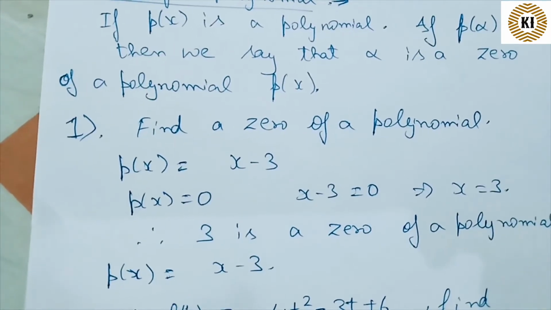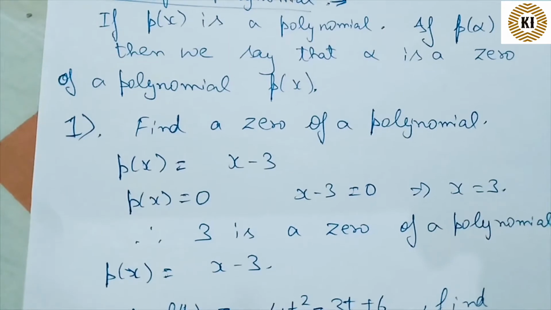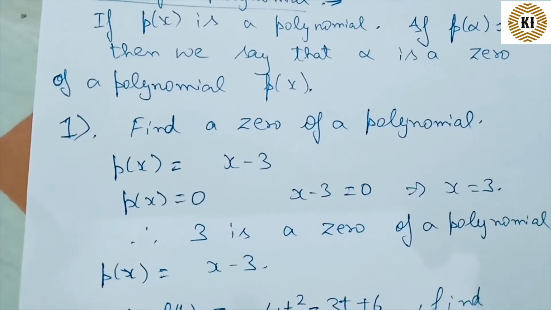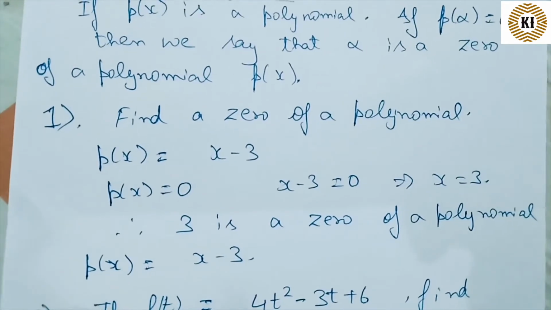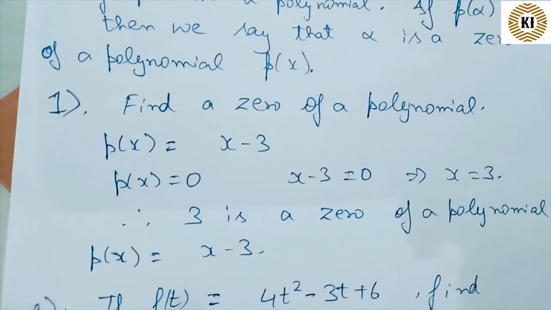Now we equate this value to 0. So x minus 3 is equal to 0, value of x will be 3. So 3 here is known as the zero of the polynomial. This type of question you will get.